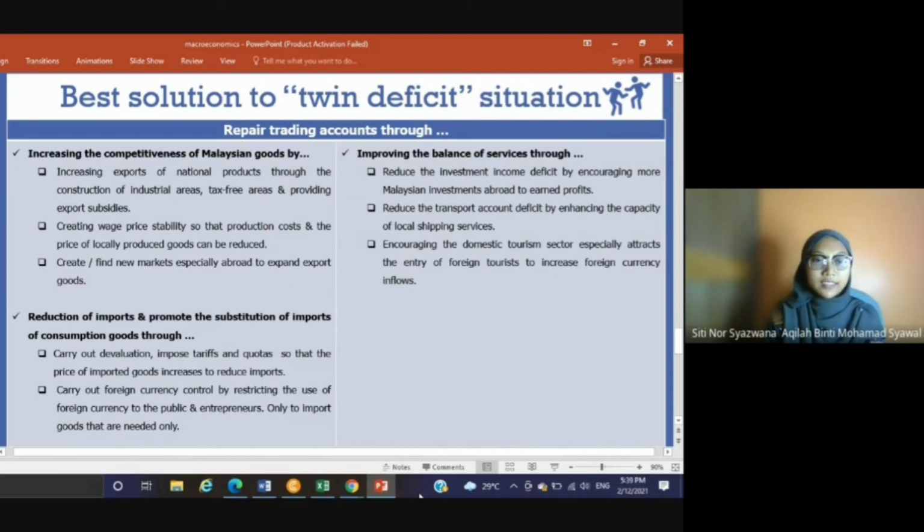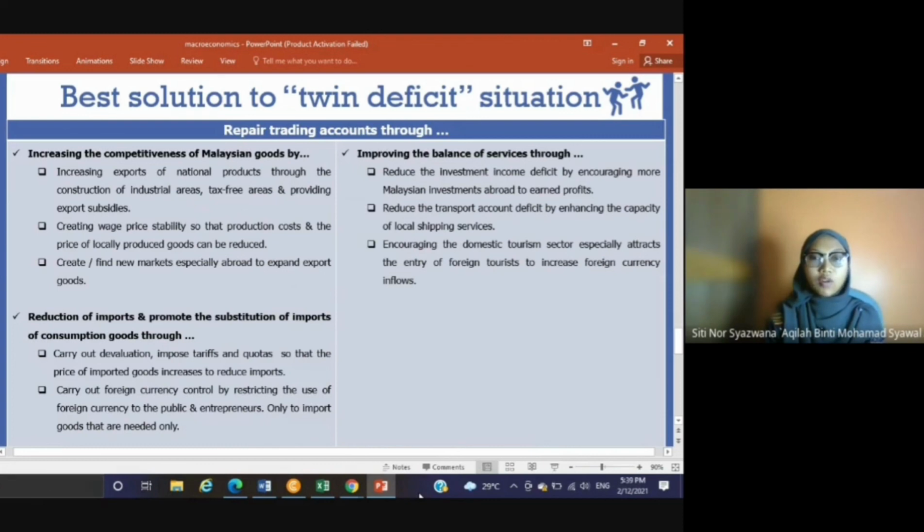The second one is reduction of imports and promoting the substitution of imports of consumption goods through carrying out devaluation, imposing tariffs and quotas so that the price of imported goods increases to reduce imports. Carry out foreign currency control by restricting the use of foreign currency by the public and entrepreneurs, only to import goods that are needed.